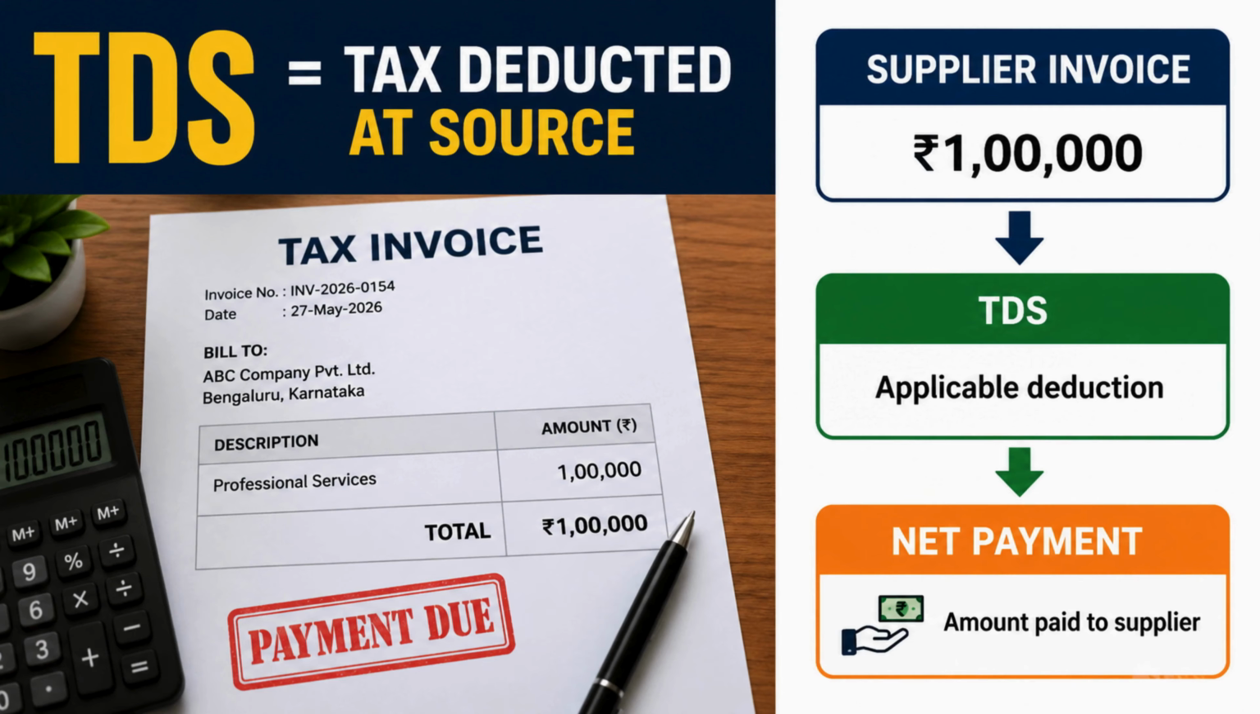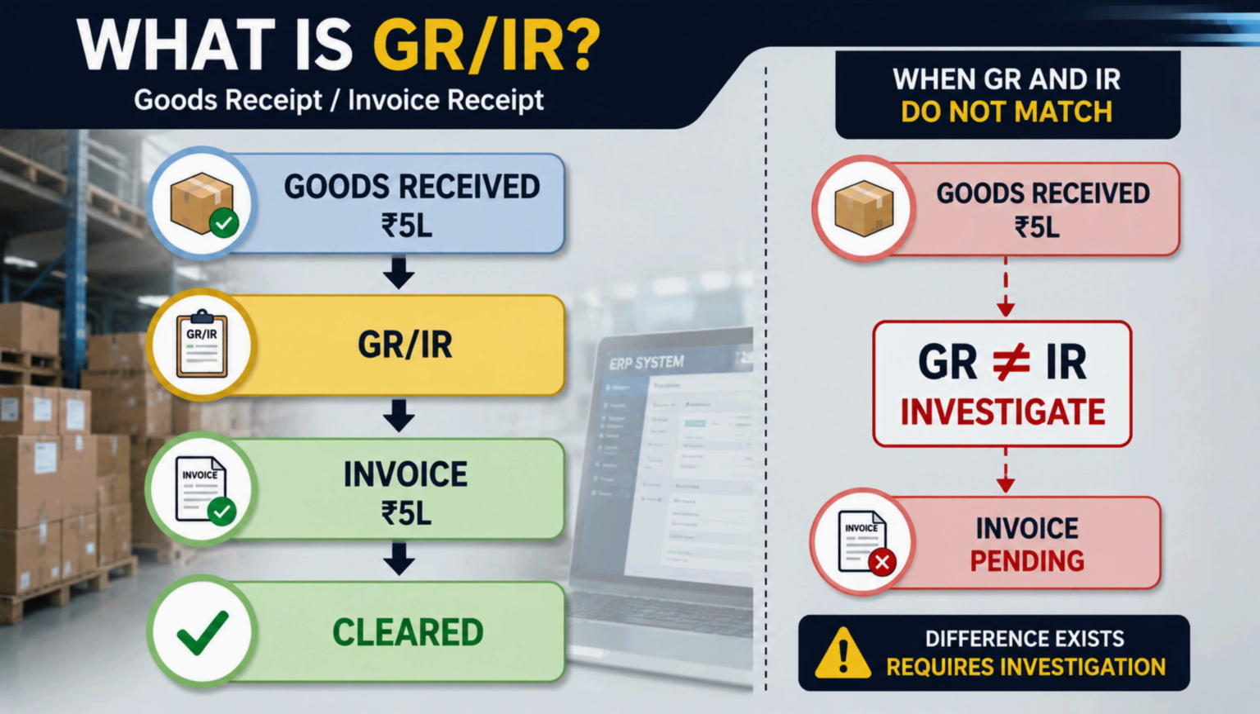Question 22. What is GR/IR? GR/IR stands for Goods Receipt and Invoice Receipt. It is commonly used in ERP environments to manage differences between goods received and invoices received. For example, goods worth 5 lakh rupees are received and the invoice for 5 lakh rupees is received. The related entries can be cleared according to the company's accounting process. If goods are received but the invoice hasn't arrived, a balance may remain and require investigation.